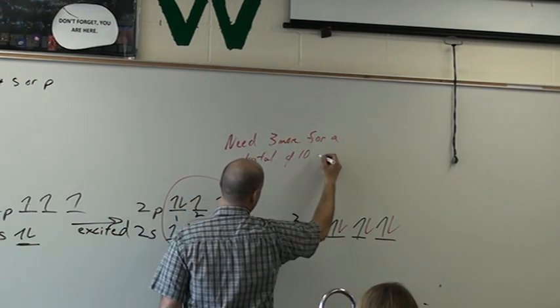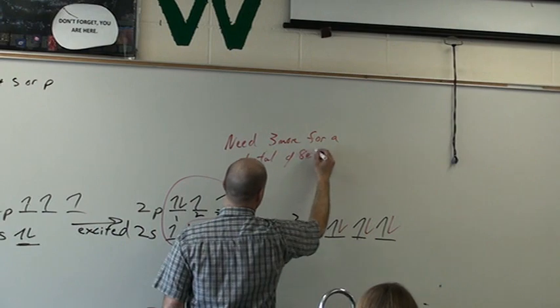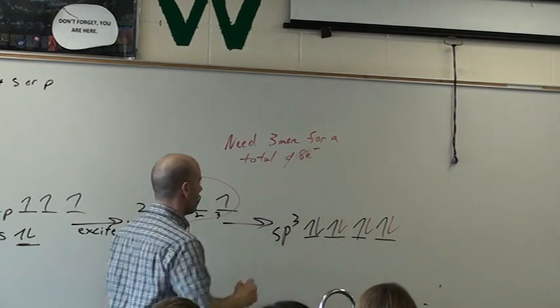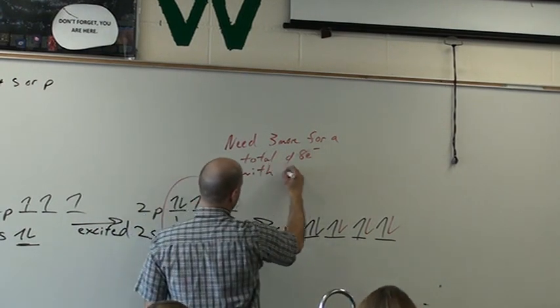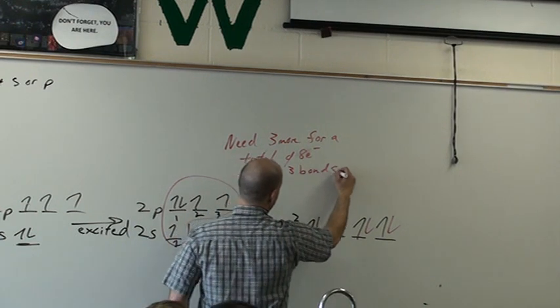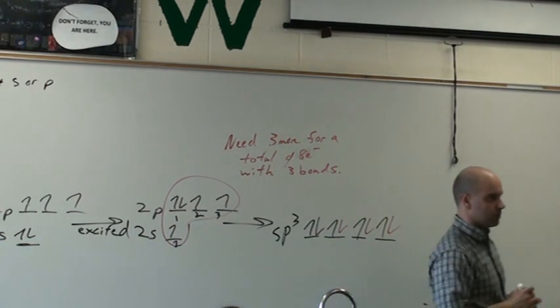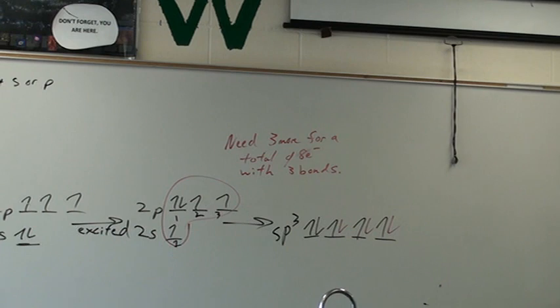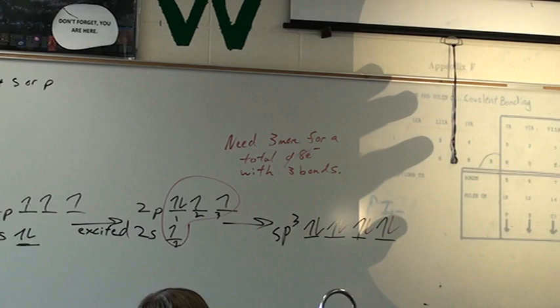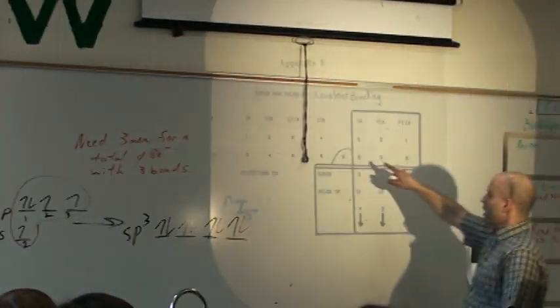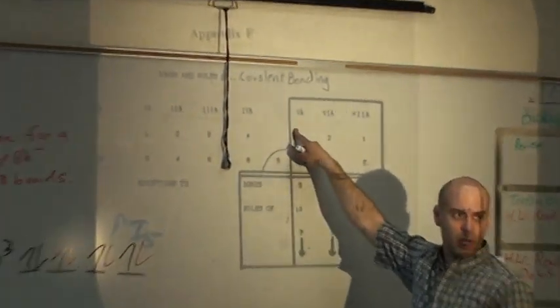For a total of 8 electrons with 3 bonds. And yes, it still matches up with Appendix F. The nitrogen family wants 8 electrons, 3 bonds.